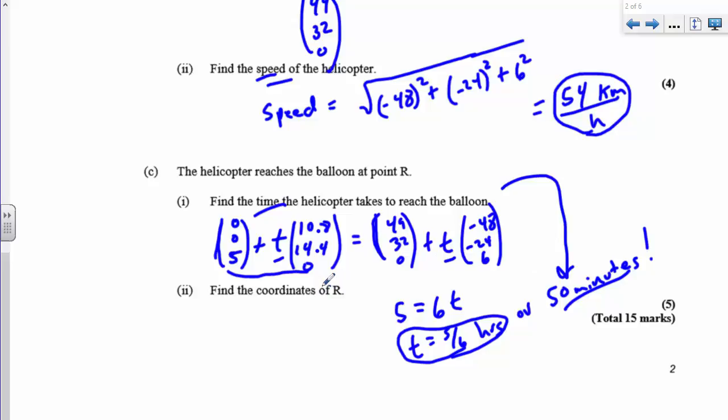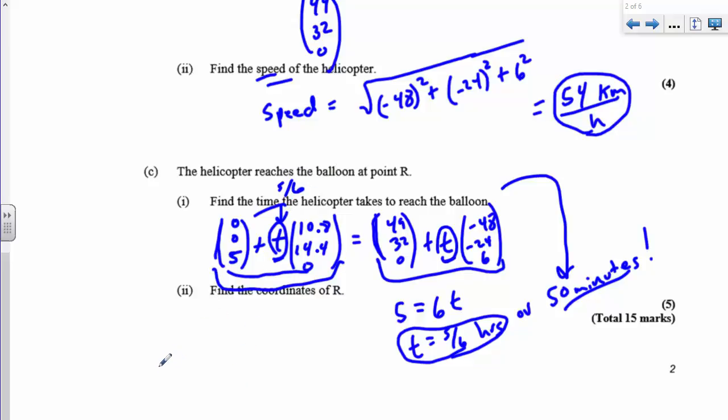Find the coordinates of r. All right. So now that I have 5 over 6 as t, because t is in hours, I'm going to plug 5 over 6 into this value of t. Or I can plug it into here. It doesn't make any difference. You'll get the same r value either if you use this side or if you use this side. All right. So I'm going to plug that in here. This is going to be 5 over 6. We're going to plug it in.